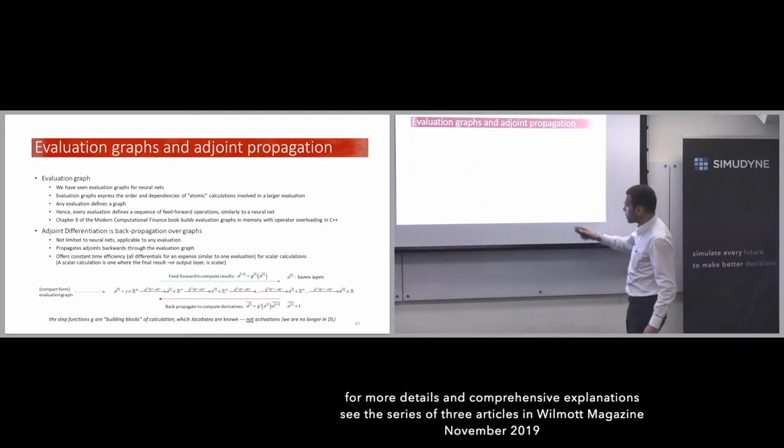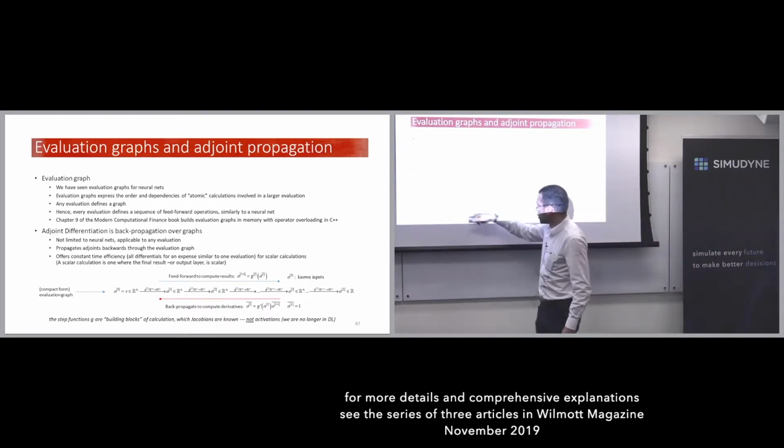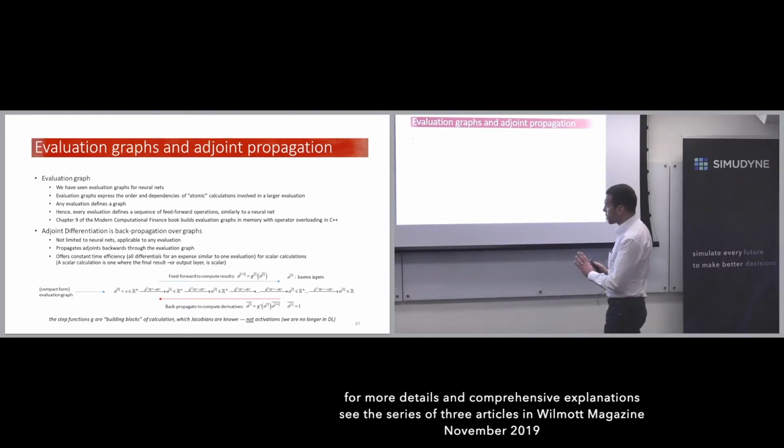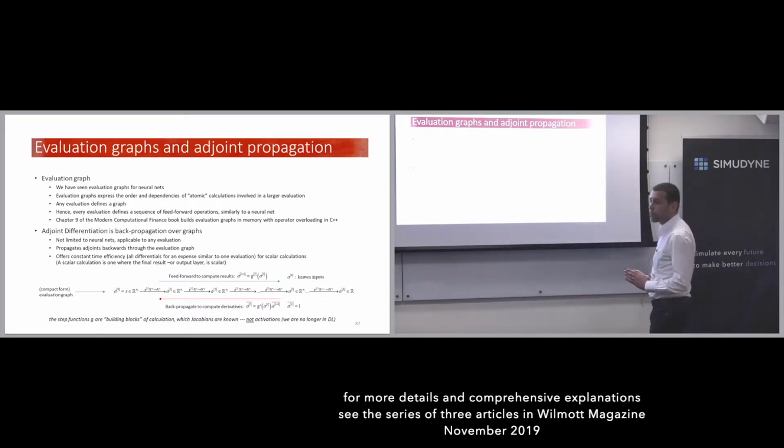Now here, in this notation, these steps g, so that will be g1, g2, g3, etc. For avoidance of doubt, these are, in this case, what I call building blocks of calculation. I will define them more specifically. So these are like elementary steps of calculation for which we know how to calculate them and we know how to differentiate them. These are not activations. We're no longer talking about deep learning here.